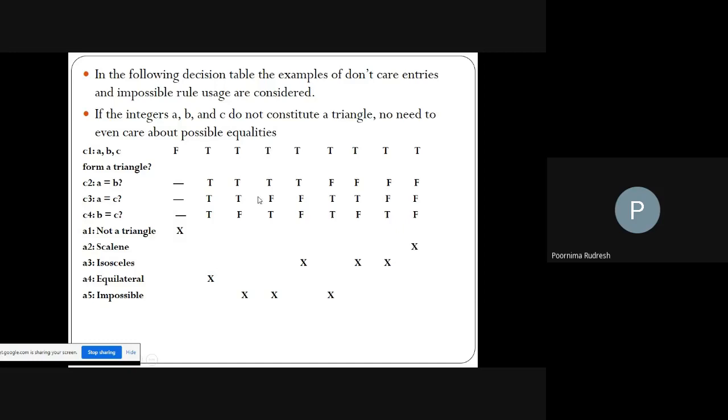Understood? Okay. If any two sides are equal and the third side is not equal, then we say that it's what type of triangle? Isosceles triangle. Okay. But see here, please check this condition. For ABC, it is true, we'll form a triangle, but A is equal to B and A is equal to C. So if both are true, then is it possible that B is not equal to C? Is it false? No, it can't be.